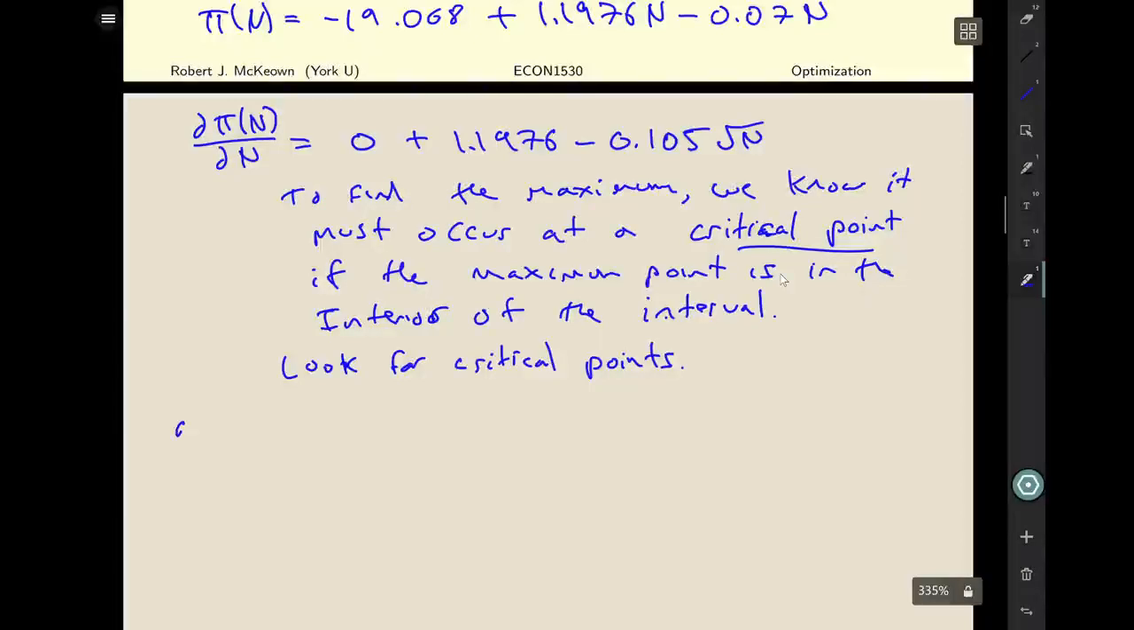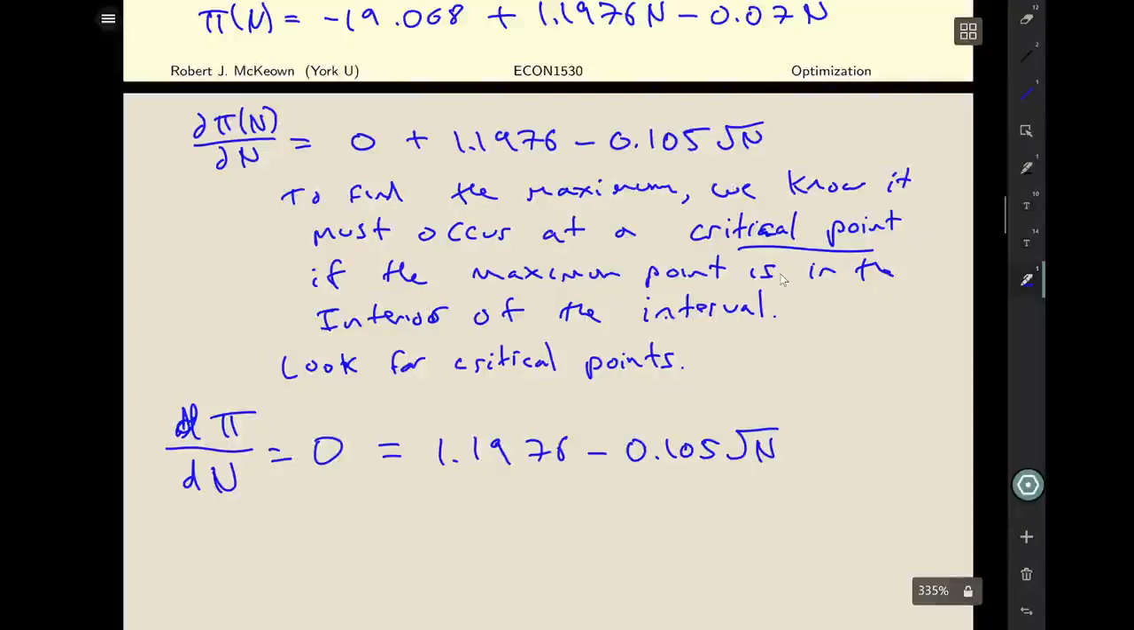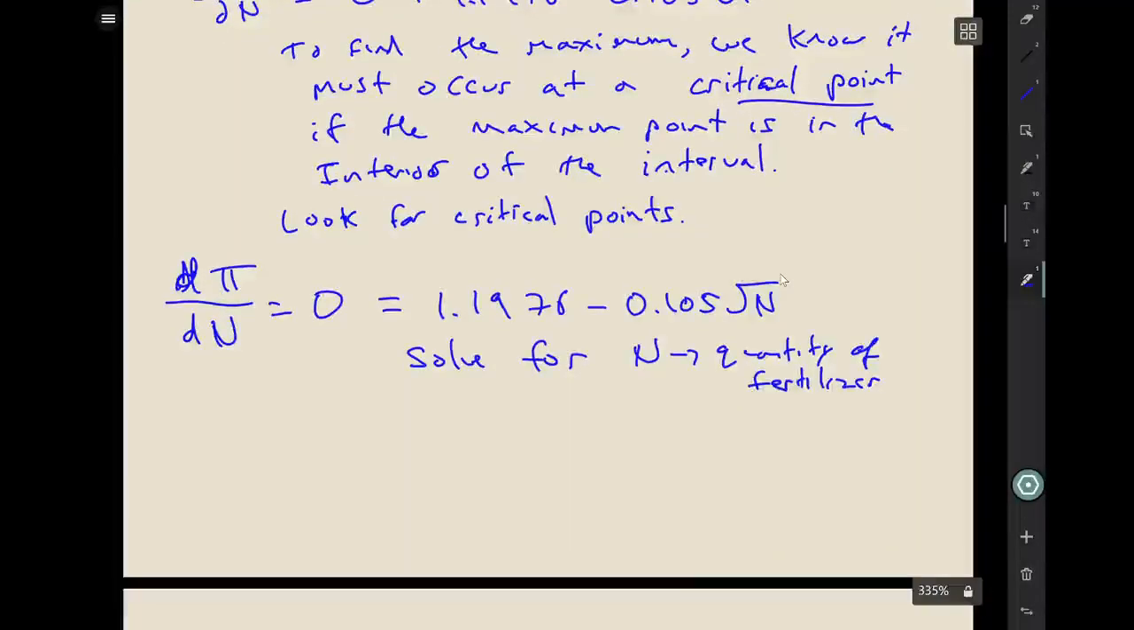And how we do that is just set the derivative equal to 0. And when we set this derivative equal to 0, we're going to get 1.1976 minus 0.105 square root of n. Now let's solve for n, right? That's the quantity of fertilizer. So let's solve for that.